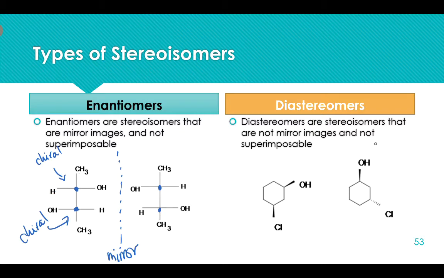Diastereomers are stereoisomers that are not superimposable, but they're also not mirror images with one another. So if we look at this wedge dash model of this molecule, you can see that this is sticking up out of the plane of the paper. This is sticking up. And so if I did the mirror image of this, then they would both be sticking up. But if we look at this molecule, this one is up and this one is down. And so there's no way I can take the mirror image of this molecule and end up with that. So these are not mirror images.